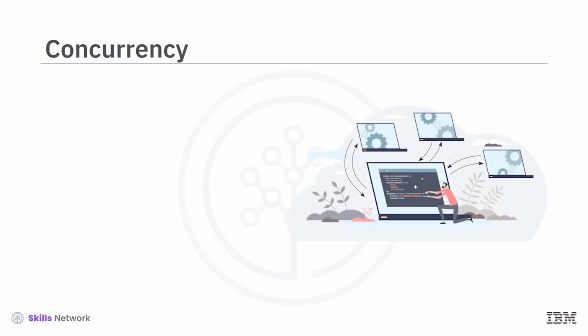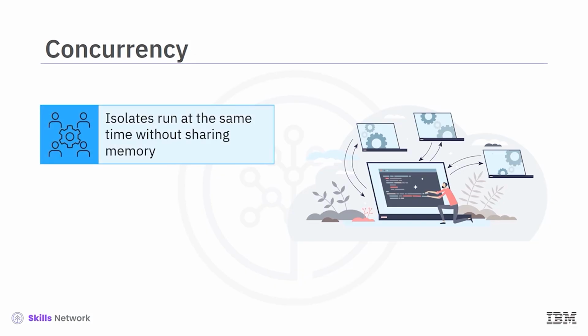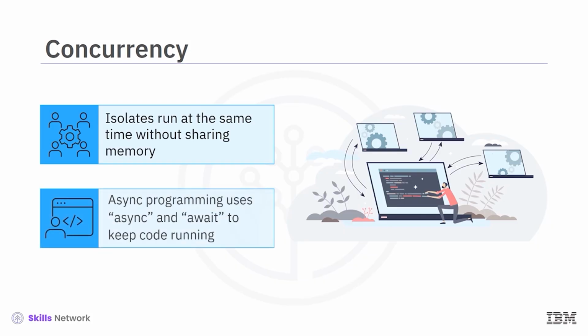Dart also excels in concurrency, which is about doing multiple things at the same time. Dart handles this with isolates and async programming. Isolates are like separate workers that run at the same time without sharing memory. This prevents problems when two things try to use the same memory at once. They communicate by sending messages to each other. Async programming works by using async and await. These keywords help you write code that does not stop running while waiting for something else to finish, such as loading data from the internet.